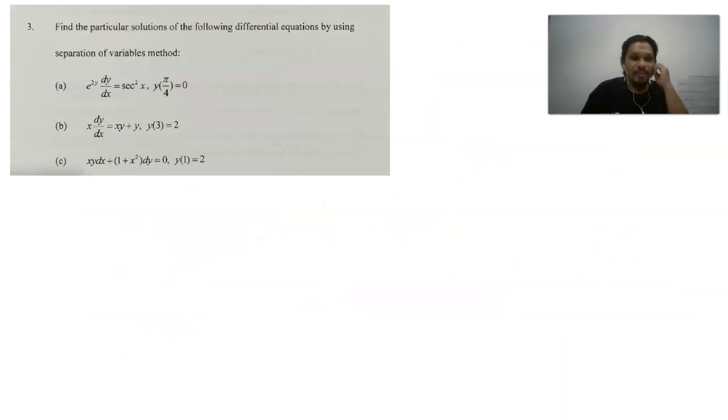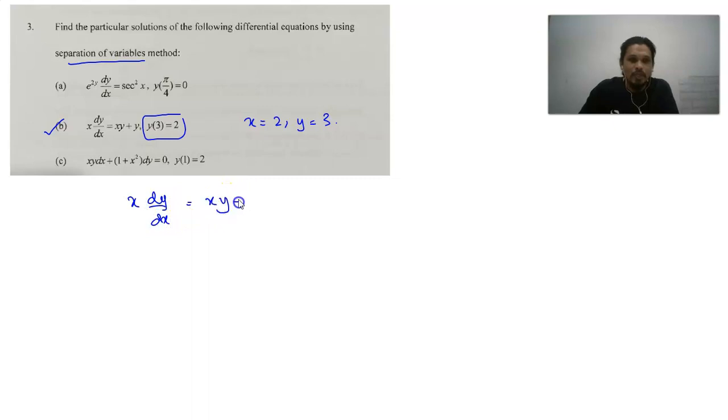For this one, I'm going to choose a particular solution of the equation using the separation of variables method. Let's see, if I choose question B, it means that x equal to 2 and y equal to 3. So x dy dx equal to xy plus y. Now, factorize these two: y times (x plus 1).